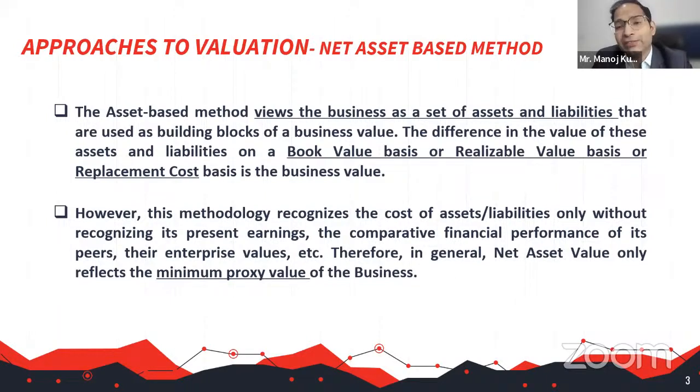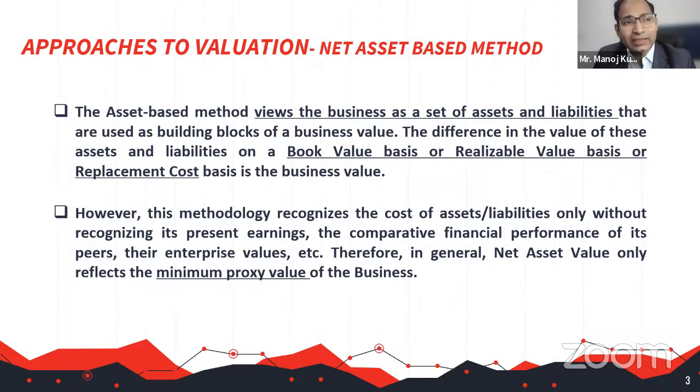That is called the realizable value. If we go to sell those assets in the market, what value these assets can fetch, or what can be the settlement amount for any liability. That will be the realizable value of assets and liabilities, and the net of them is considered to be the fair value. The third is the replacement cost, where if there is a factory or business which can be replaced by replacing all the assets or liabilities, what amount of investment is required, that is considered to be the net asset value under the replacement cost method.